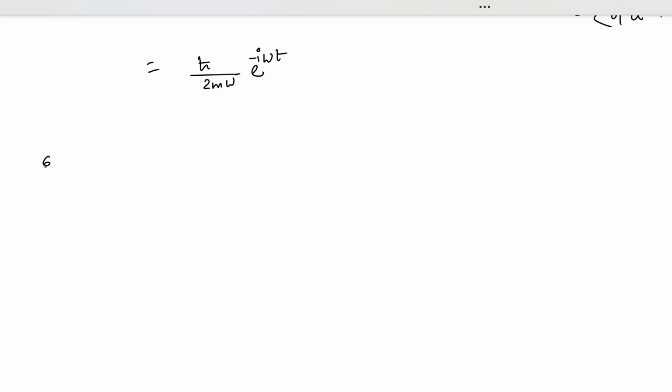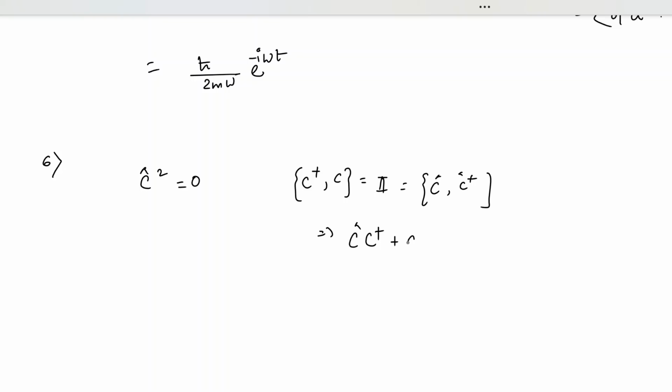So question number 6 is that you have c squared equal to 0, and the c dagger c anti-commutator relation is I. That means c dagger c plus c c dagger is I.